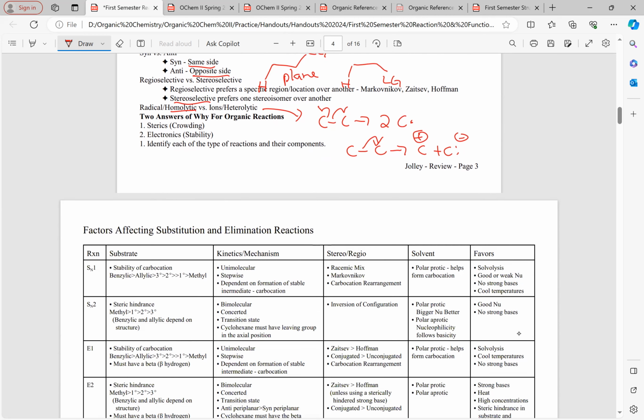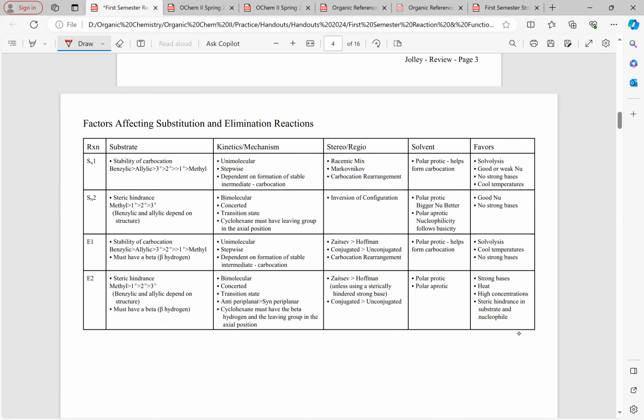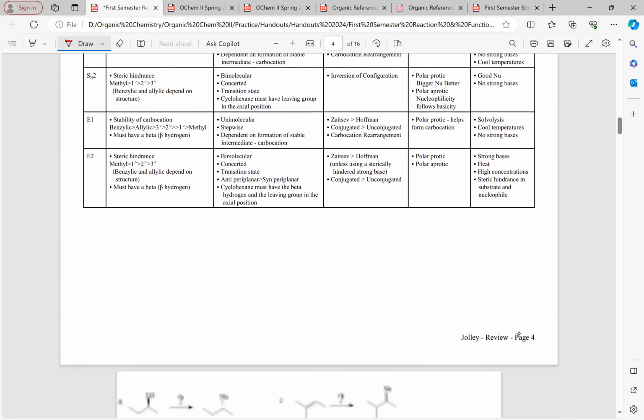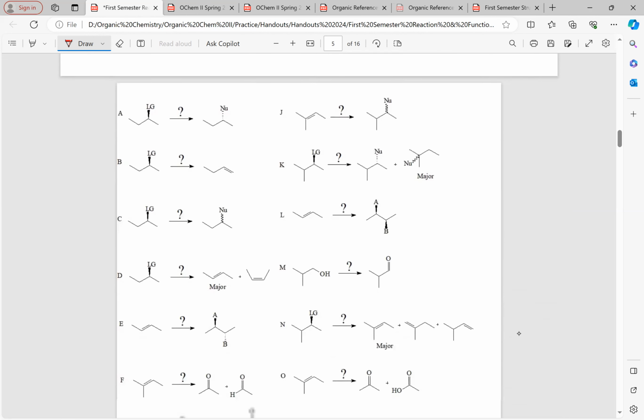All right. I then went through and made you a great big table for substitution and elimination. I talked about the characteristics of the substrate, what's going on with the kinetics. I talked about the stereochemistry and the regiochemistry, what kind of solvents, and what is favoring these. So remember, this was, wow, long time ago in the first semester, but it's not like you have to be an expert at it, but you have to know why you would do a reaction, but I wanted it in one spot for you.